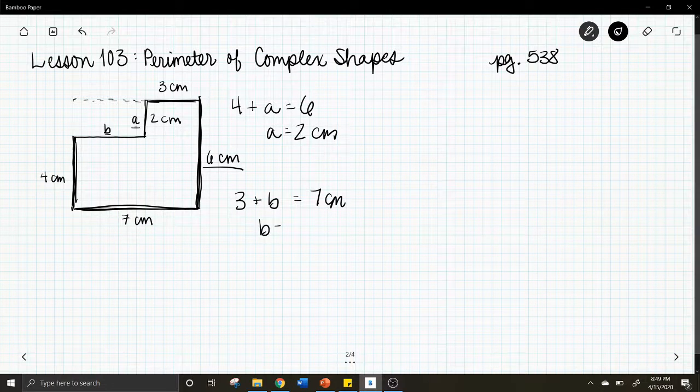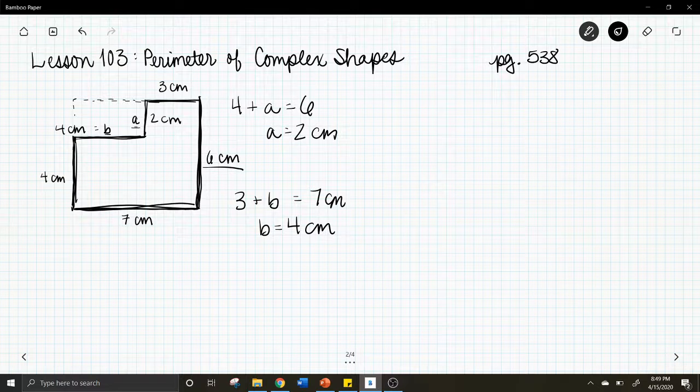So what must be the length of side B? If B plus 3 equals 7, B must equal 4 centimeters. All right. So that's how you find the missing sides. Even if you want, you can draw the shape as a complete rectangle, and that might help you fill in the blanks.